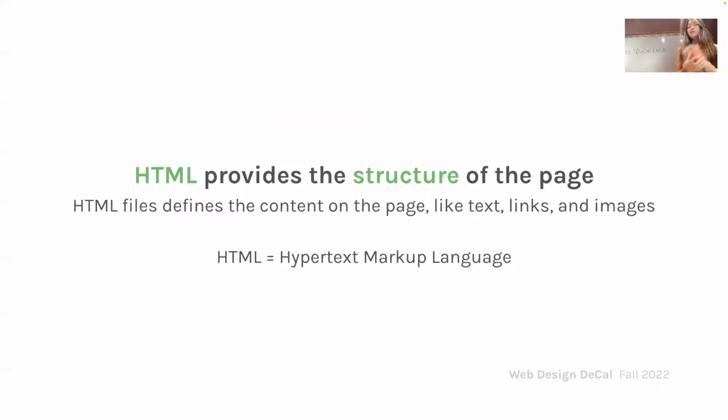So just as a brief definition, HTML stands for hypertext markup language, which doesn't really give much insight into what it is, but essentially it defines the content of the page. It tells you what will appear, like the text, the links, and the images. So this is providing the computer the knowledge of what element will appear on the website.